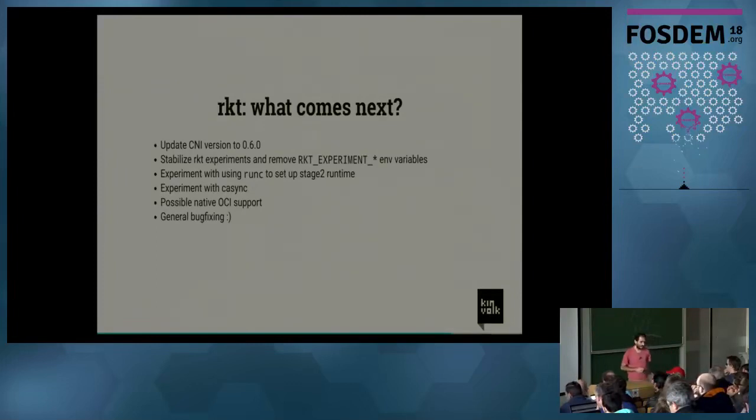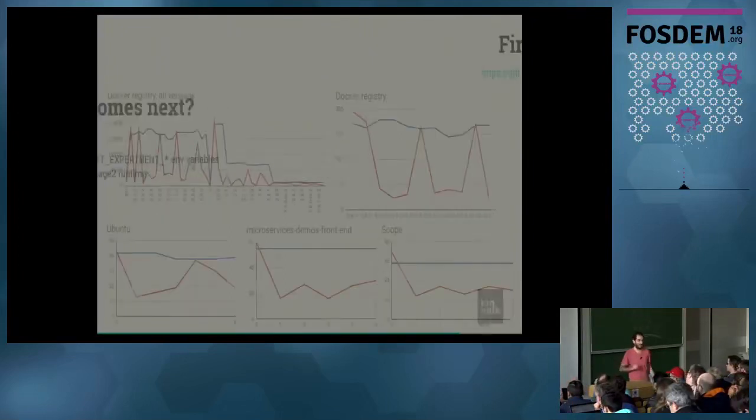Right now Rocket has OCI image support, but it's not ideal because it's basically integrated in the Docker support of Rocket. What we do is take the OCI image from the Docker registry, convert it to ACI, and then run it in Rocket. But there's a possibility of doing it natively, so you don't have to do this conversion step. And of course, general bug fixing, because there are always bugs.